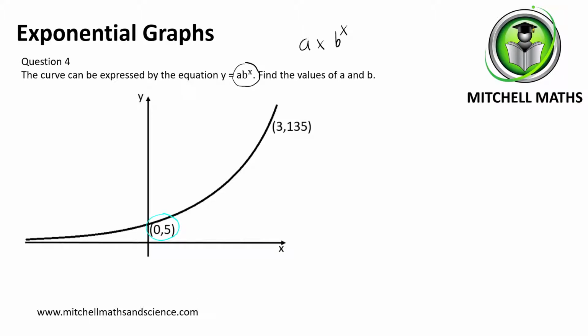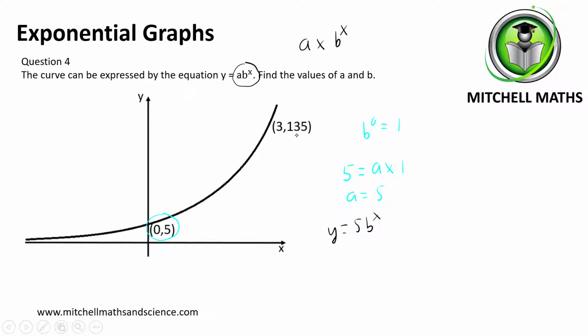because I know whatever b is, b to the 0 is always going to be 1, because anything to the power of 0 is 1. So the y value at (0, 5) is 5, so 5 equals a times b to the 0, which is 1, so 5 equals a times 1, which means that a is equal to 5. Now that I've got a is equal to 5, I can put that into the equation, so I can rewrite it as y equals 5 b to the power of x.